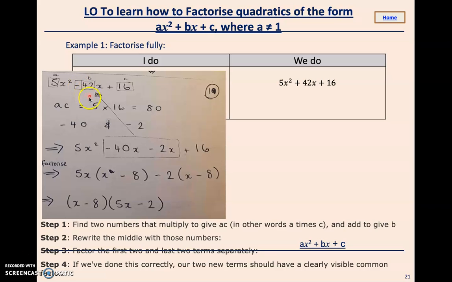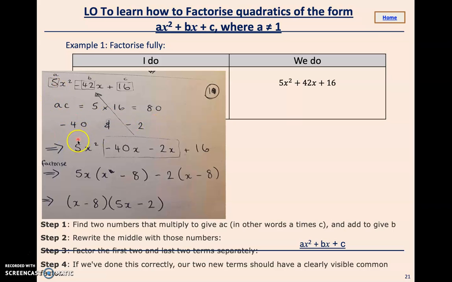So we need to find two numbers that will add together to give us negative 42 and multiply together to give us 5 times 16, that will give us 80. So I know that those numbers are negative 40 and negative 2, because negative 40 times negative 2 is 80, the negatives cancel, and if we add them together, negative 40 add negative 2, we end up at negative 42. So what we do is we break up this negative 42x using these two numbers.